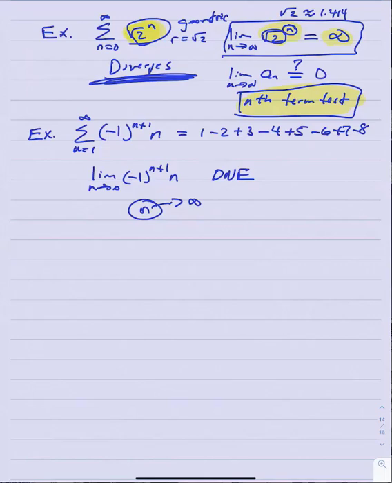If I look at what the terms are doing, if this is 0, the terms are 1, negative 2, 3, negative 4, and so on, alternating back and forth. So by the nth term test, I can say this diverges because the limit of that term does not equal 0.